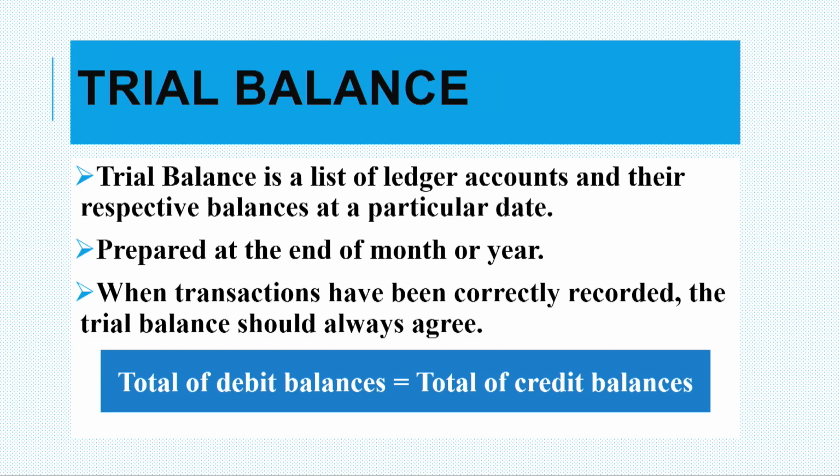When transactions have been correctly recorded in the ledger using the double entry system and the accounts are correctly balanced, then the trial balance should always agree. This means that the total of debit balances should always be equal to the total of credit balances.